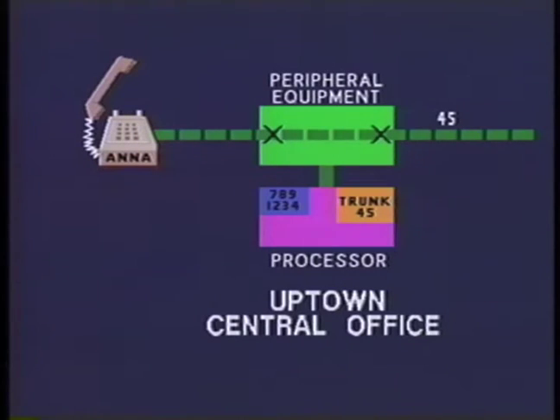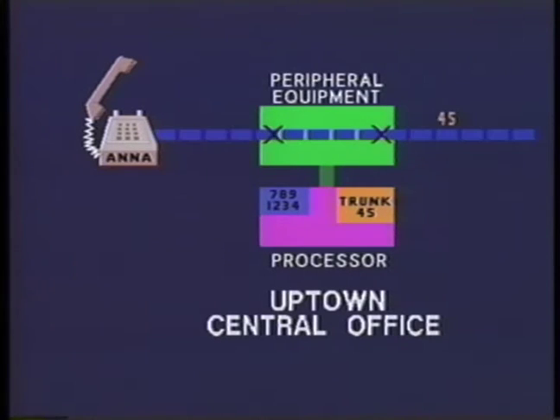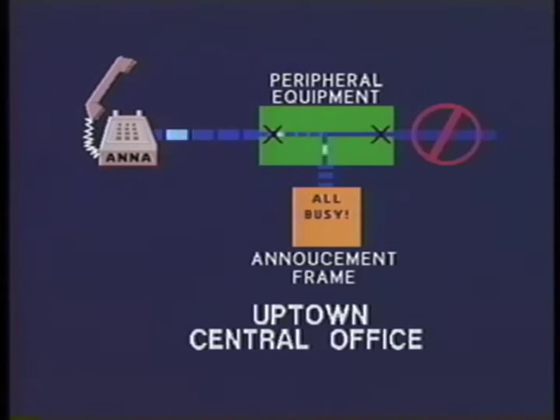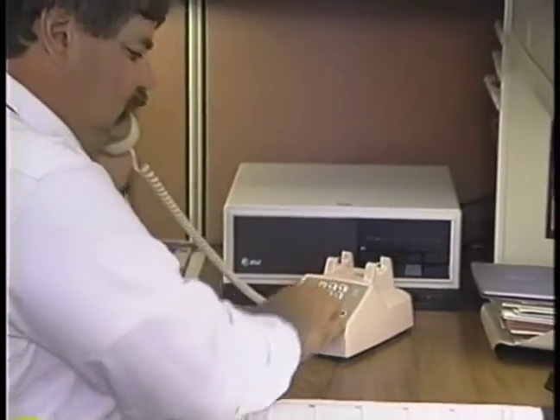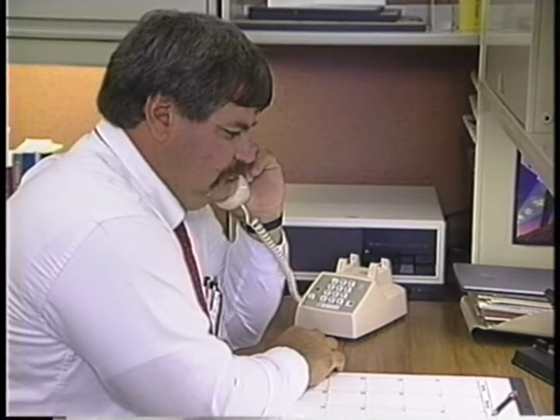When digit analysis locates the correct trunk to Zelda's office, the third stage of call processing begins, ringing. An inter-office trunk within trunk group 45 is seized for my call. A path is then reserved in memory for the connection from my line to the inter-office trunk. If all trunks were busy, an all circuits busy announcement would be sent to the caller. "All circuits are busy at this time. Please try again." In some systems, the caller receives a fast busy tone, indicating that the call cannot be completed.